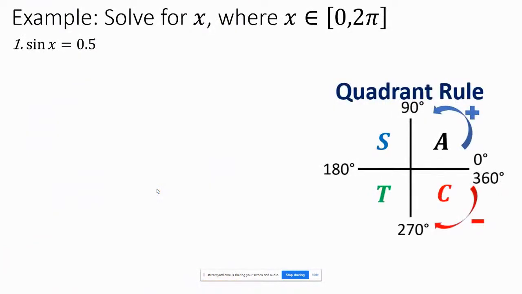Okay, let's have the first example. Solve for x, for the given equation where x is between the closed interval 0 to 2 pi. Okay, number 1, sin x is equal to 0.5. Although nakita na natin kanina yung solutions niya, di ba?